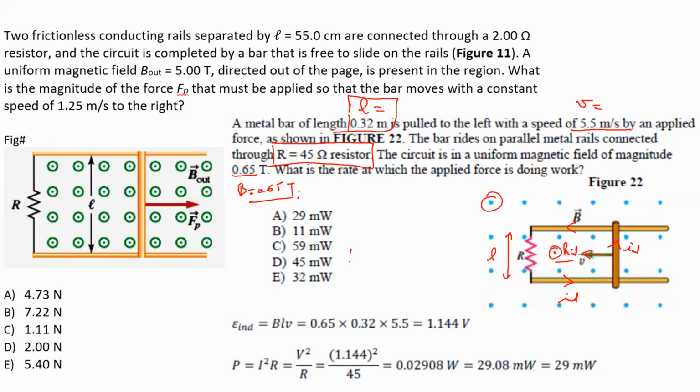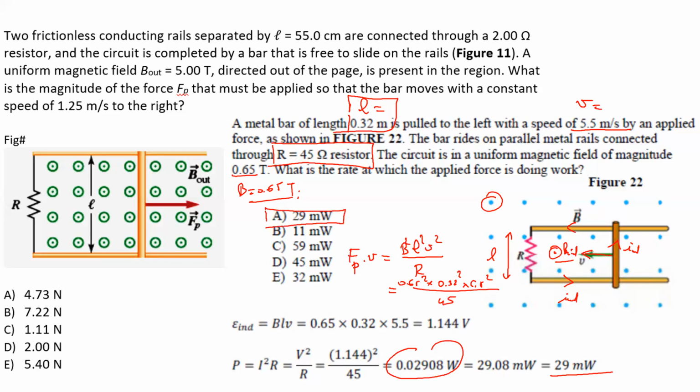Well, we already demonstrated this. Applied force multiplied by V gives me the rate at which the applied force is doing work. And this is just equal to B squared L squared V squared divided by R. So you put all your numbers: 0.65 squared, L squared, 0.32 squared, V squared, 5.5 squared, divided by the resistance, which is 45. And of course, you will get 29 milliwatt. This is the right answer.